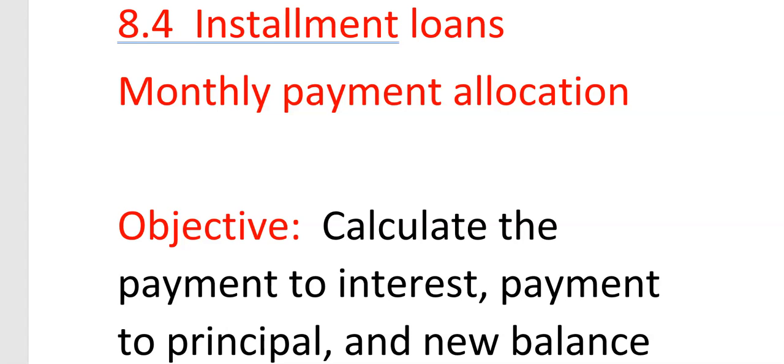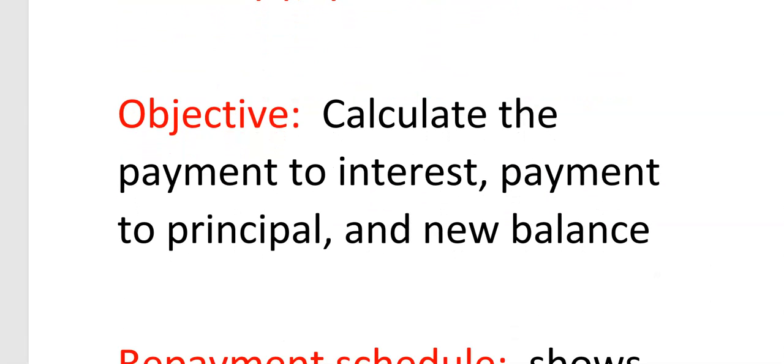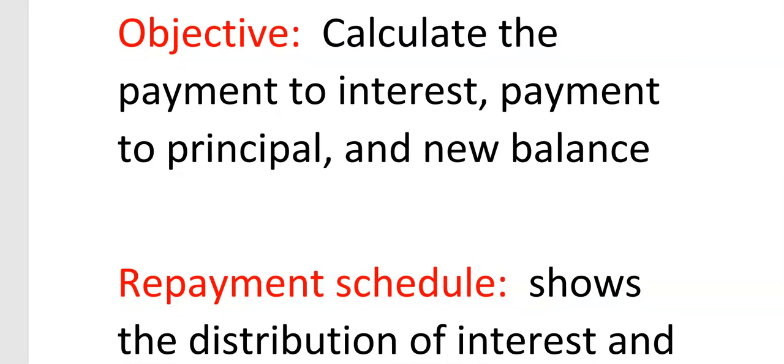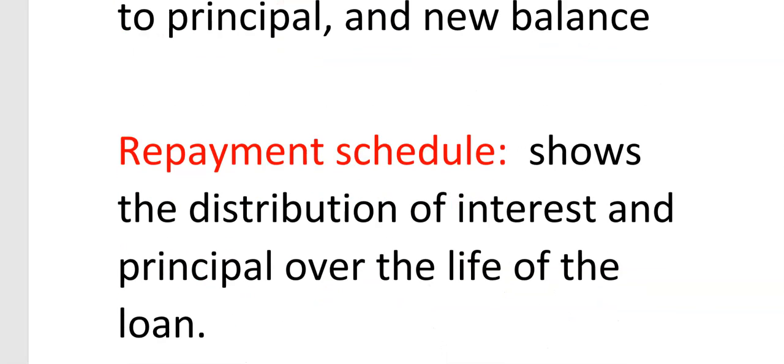So section 8.4, installment loans, monthly payment allocation. When you go get a loan, the banker or whoever you get the loan from can probably pull up an allocation of funds. What that means is for every single payment, they can tell you how much goes toward interest, how much goes toward the money that you borrowed, which also tells you the total interest that you will have to pay, as well as the total amount you'd have to pay. We're going to look at one of those in a few minutes. We're also going to learn how to calculate the payment to interest, the payment to principal, and the new balance at that time.